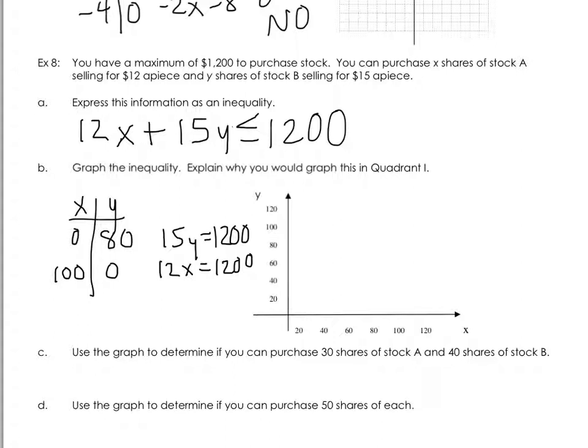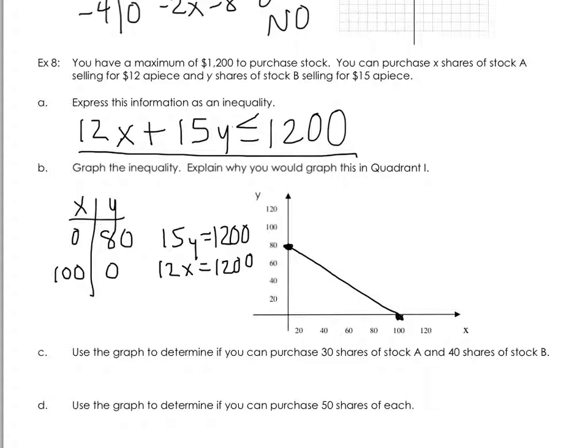This inequality is less than or equal to, so it's a solid boundary. The boundary is included. We only want to stay in quadrant 1. Why is that? Can we purchase negative shares of stock? No, we're not going to do that. We want 0, 80 is our y-intercept, and 100, 0 is our x-intercept. Staying in quadrant 1, that's our line.